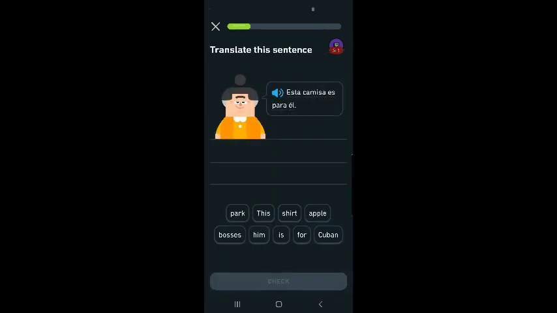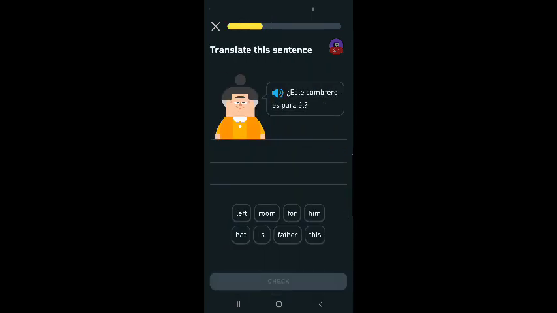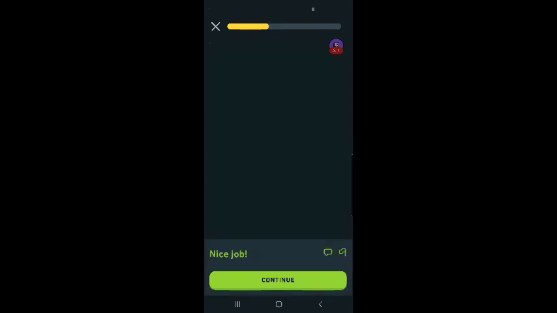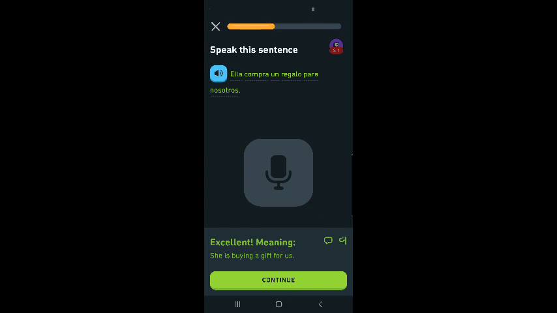Esta camisa es para él. This shirt is for him. Okay. How do you say those? Aquellas. Aquellas. Este sombrero es para él. Is this hat for him? Ella compra un regalo para nosotros. She buys a gift for we. For us.